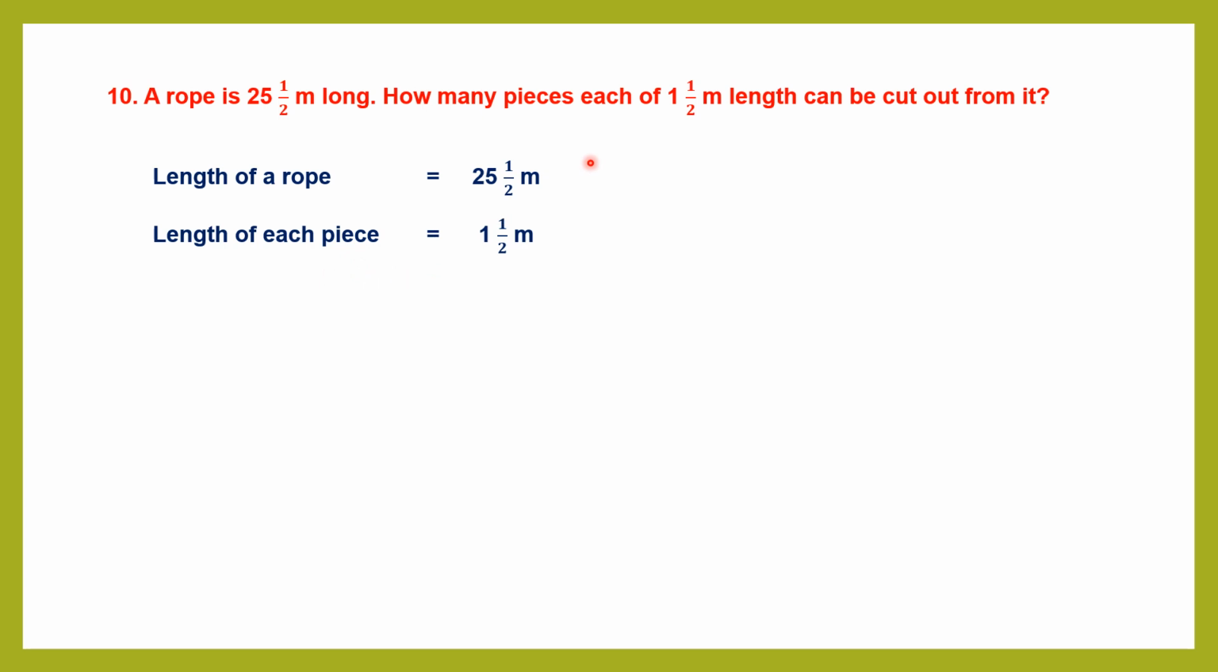Then the length of each piece is given to us as 1.5 meters or 1 by 2 meters. Now we have to find the number of pieces. So to find the number of pieces, we have to divide 25 1 by 2 meters divided by 1 by 2 meters. So this will be after conversion 25 into 2 is 50 plus 1 is 51. 51 by 2 meters divided by, convert this, 2 ones are 2 plus 1 is 3, 3 by 2 meters.